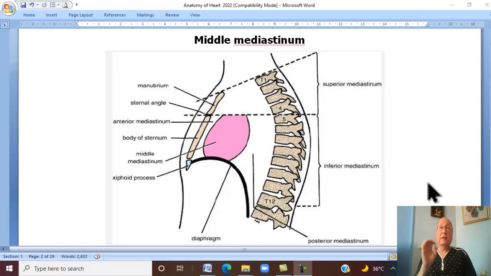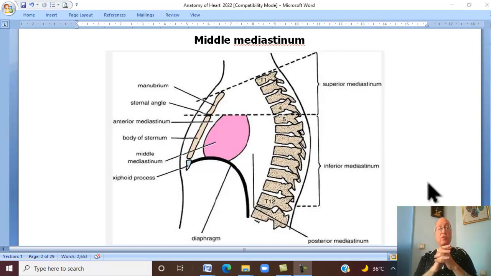Anatomy of the heart. The heart is a hollow muscular organ which pumps blood in all large vessels in the body. What is the position of the heart?